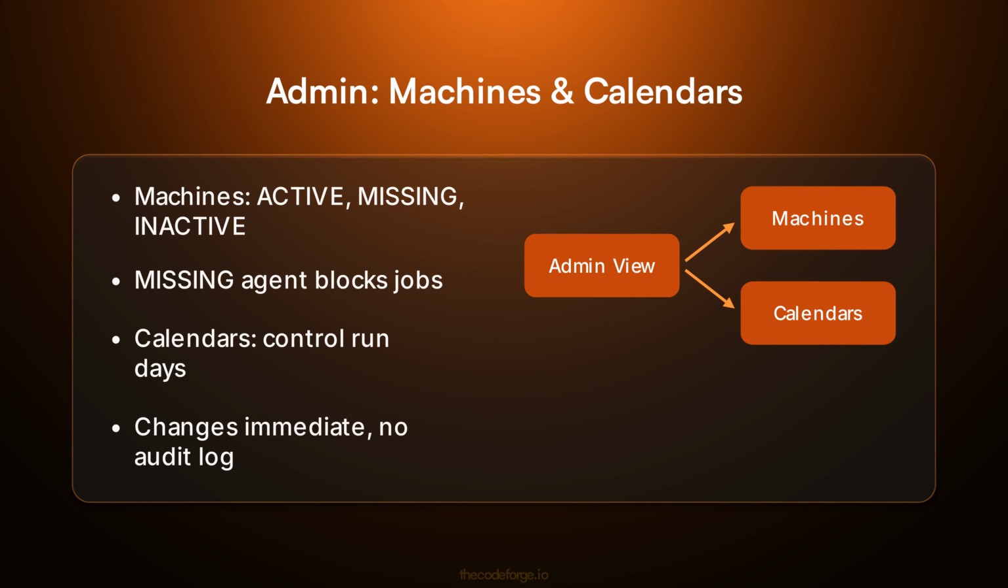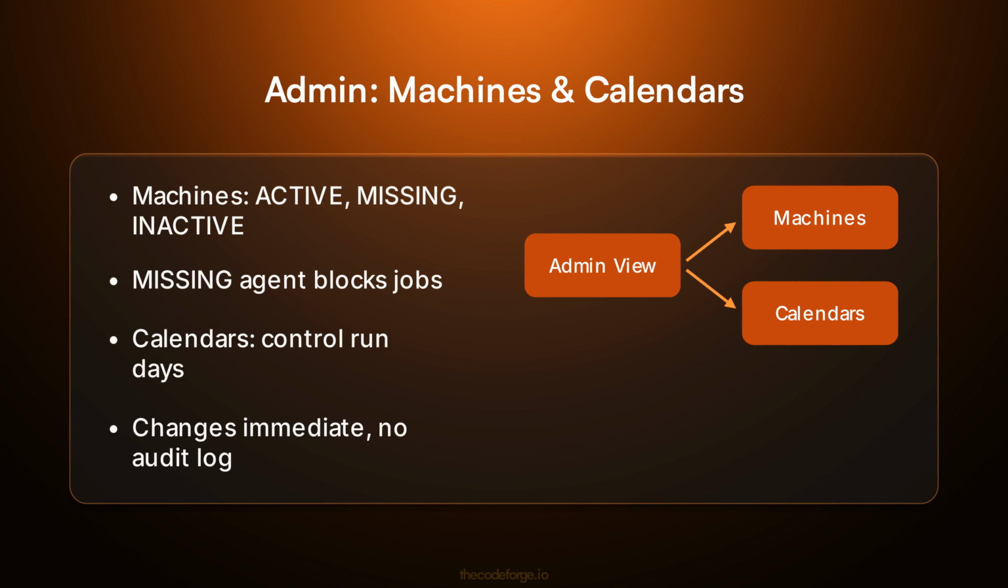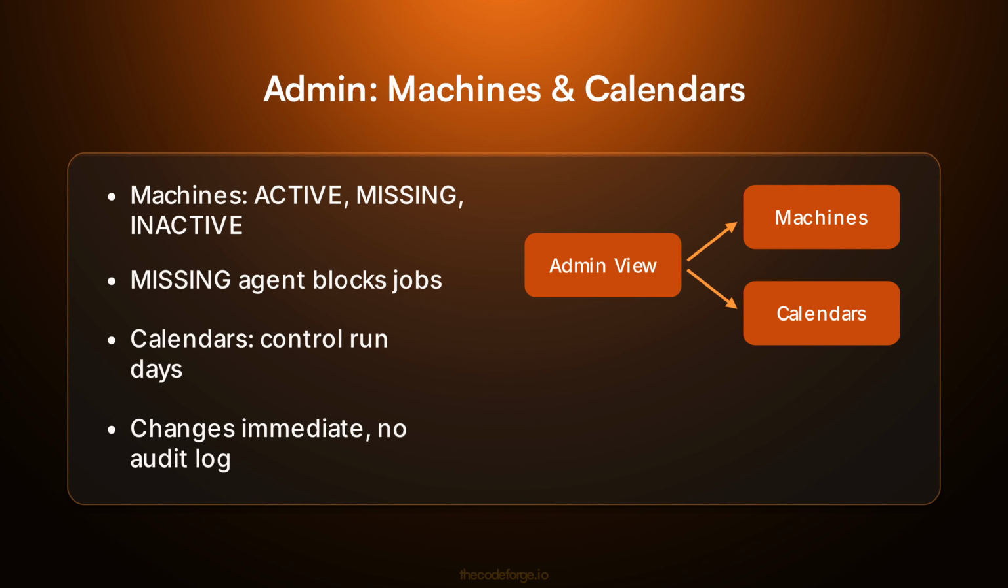The Administration views let you manage machines and calendars. Machine status shows if agents are healthy. A missing agent can silently delay jobs. Calendars control which days jobs run. Changes take effect immediately but aren't audited in WCC.